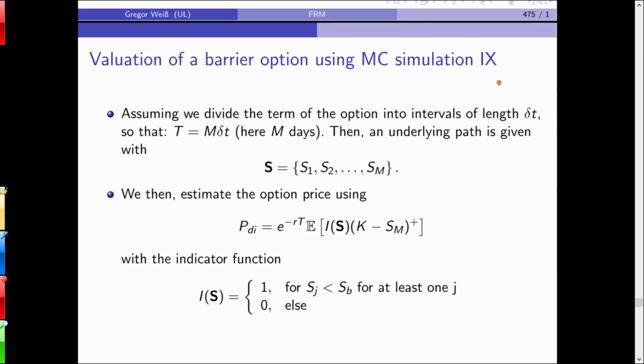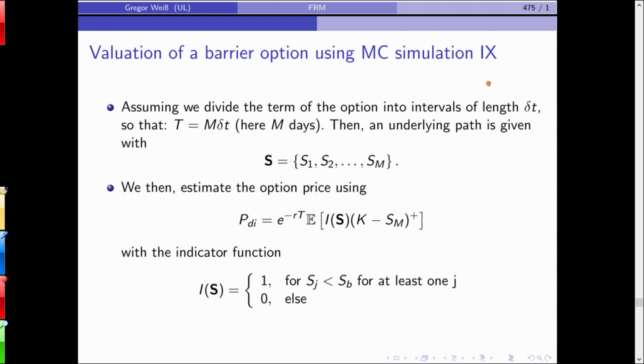Now, we assume we divide the term of the option into intervals of length delta t, so that we have n times delta t. An underlying path is then given by S1, S2, S3, up until Sm. And then we estimate the option price using, again, the discount factor, and then the expected value of the option payout, K strike minus the final underlying price, if this difference is positive, otherwise 0, and an indicator function.